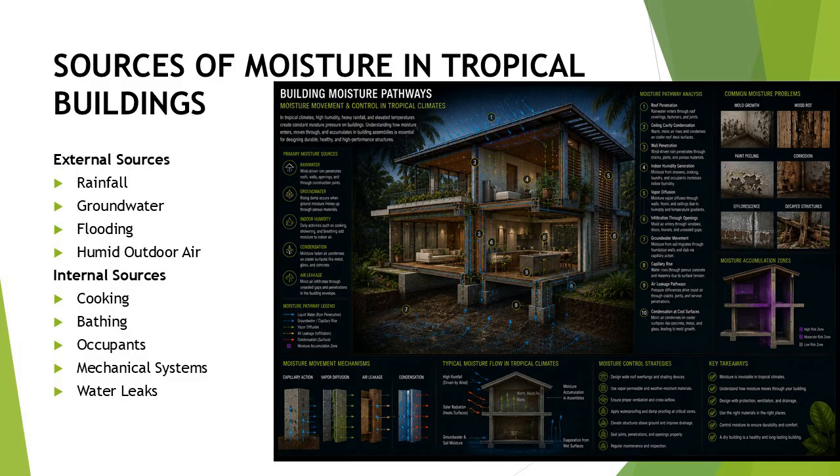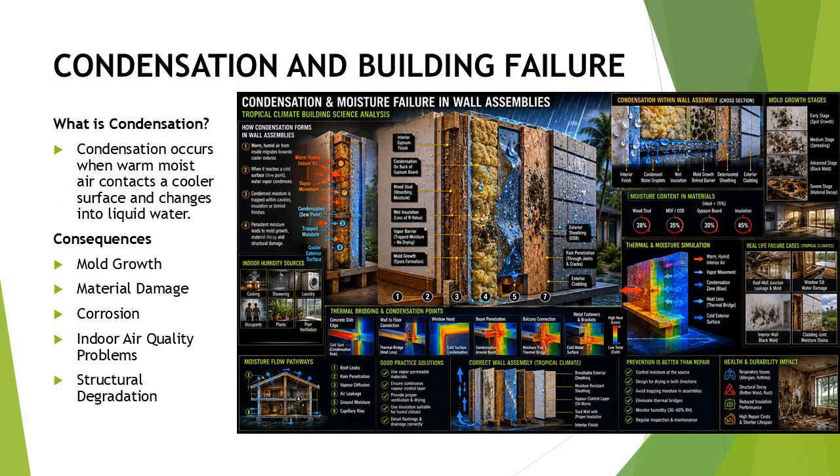Therefore, moisture management must address both external and internal sources simultaneously. A good building envelope functions as a moisture management system. One of the most misunderstood building science concepts is condensation. Condensation occurs when water vapor transforms into liquid water. This process happens whenever warm, humid air contacts a cooler surface.